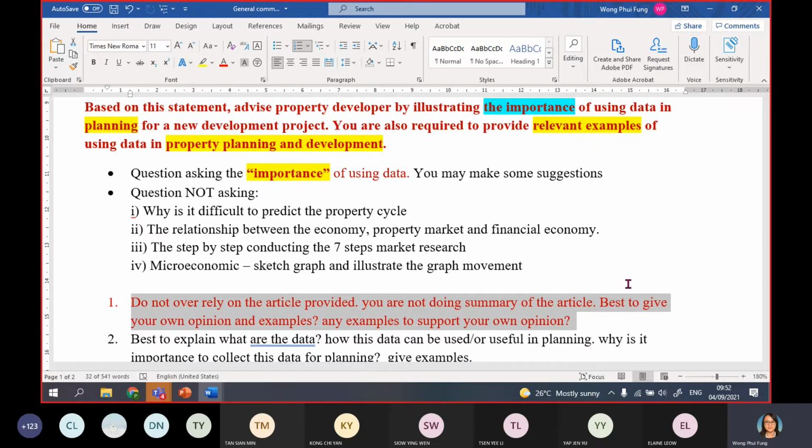You can read it, you can get some of the ideas, but the best way is to give your own opinion and example. You can give one example from the article, but some of you just extract most of the content from that article. So that will make your mark very low. So remember, please do not over rely on the article provided. That is actually copying already. So try to avoid it lah.